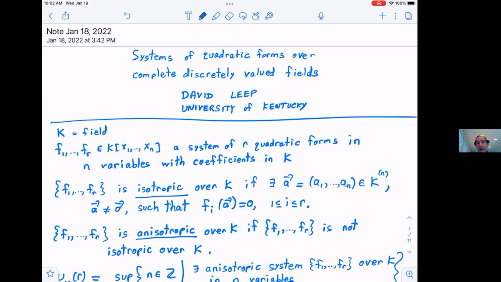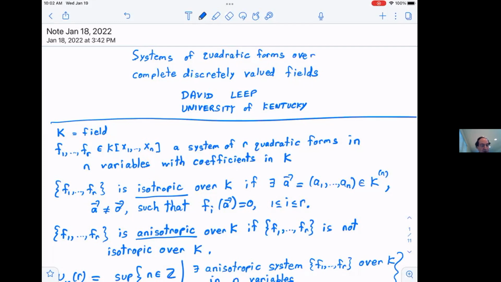There are lots of other questions that can be asked about lots of other interesting fields that come up in number theory and algebraic geometry. One way to attack this problem is via systems of quadratic forms. I will be talking about that in the first part of the talk, and then concentrating more on the question about systems of quadratic forms over complete discretely valued fields, to be defined later in the talk. All right, so K is going to be a field, and F1 through FR will be a system of R quadratic forms in n variables with coefficients in K, as I've written here.